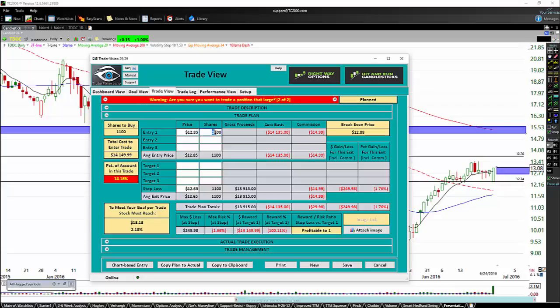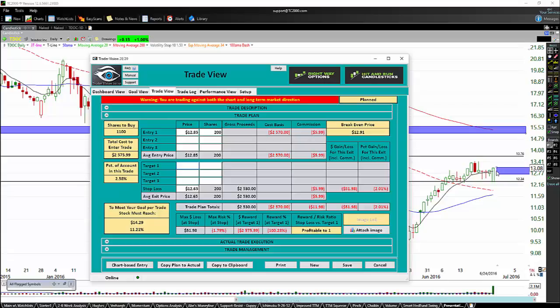So let's take this down to 500 shares, see what that does for us. 500 shares is still 6.4% of our account, and that's still probably too rich for my blood. What happens if I drop this down to 200 shares? At 200 shares, I'm only trading a little over 2.5% of the account. I can certainly handle that.